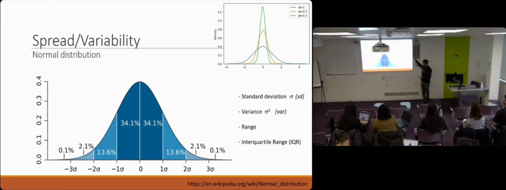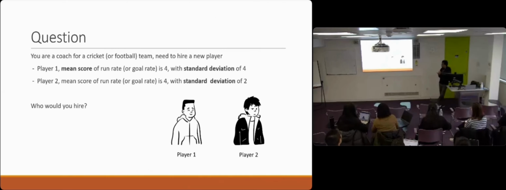So standard deviation is one thing that we calculate. Variance is just the square of standard deviation. Range is another thing that you can calculate to see the spread, maximum minus minimum. And interquartile range is another thing that we check, which is the middle 50%. So this is the middle 68%. Interquartile range makes sure that there are the middle 50% values. That's the interquartile range, right? And then there is percentile. So there are a few other things also. But to understand the meaning of spread, let's see a question here.